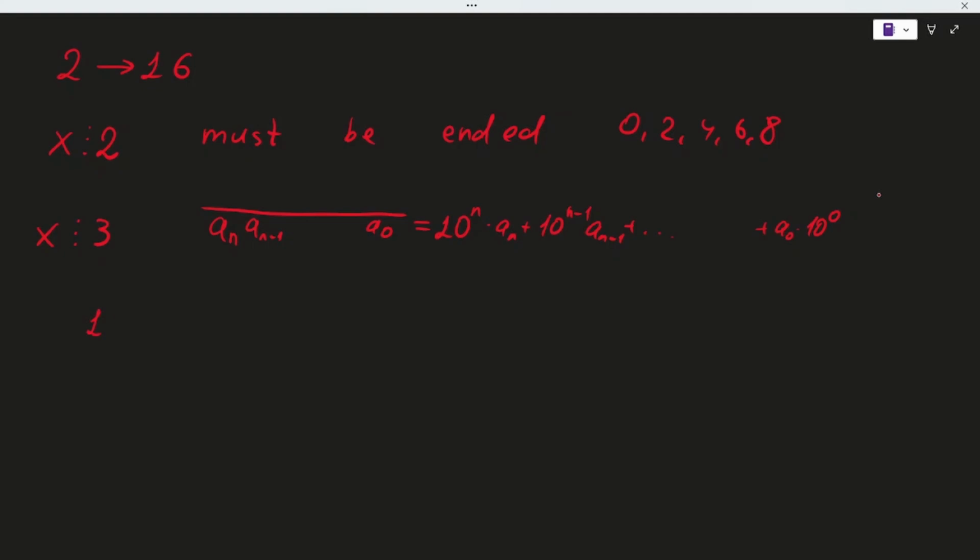Clearly 10 equals 1 mod 3, which means that any power of 10 will give us 1 as a remainder when we divide by 3. So 10 to the power of k will be 1 mod 3. Instead of any power of 10, we can just substitute 1. All of the powers will be 1. Clearly, this number is equivalent to a_n plus a_{n-1} plus all the way up to a_0 mod 3. Which means that if the sum of the digits is divisible by 3, our original number will also be a multiple of 3.